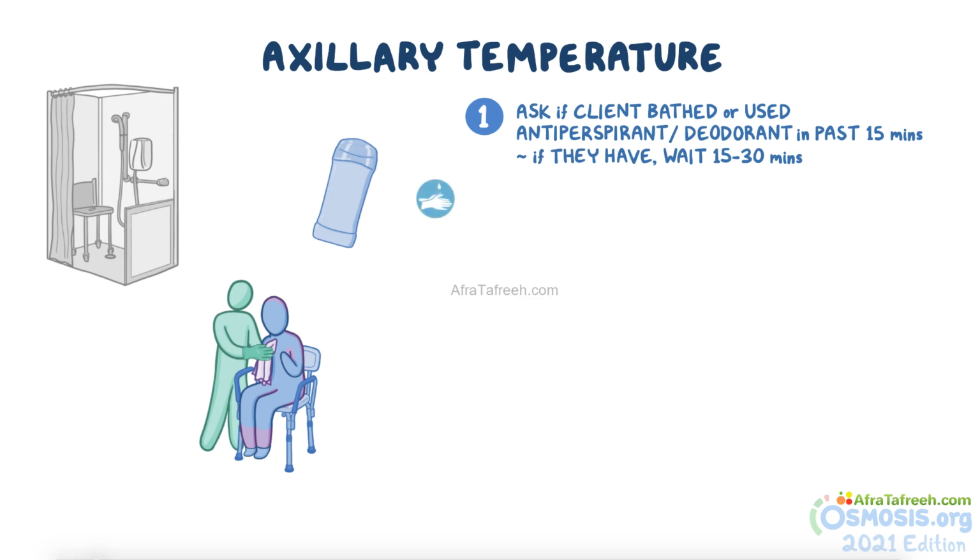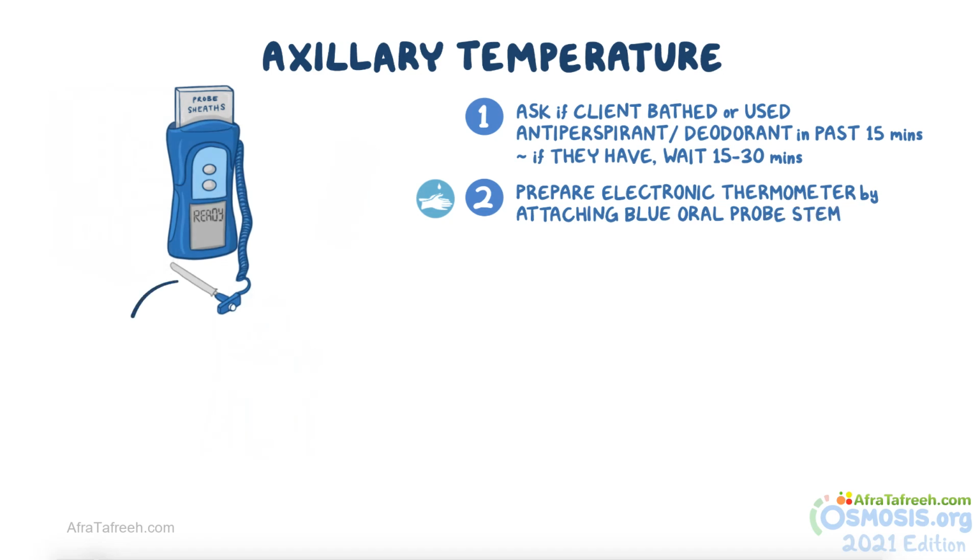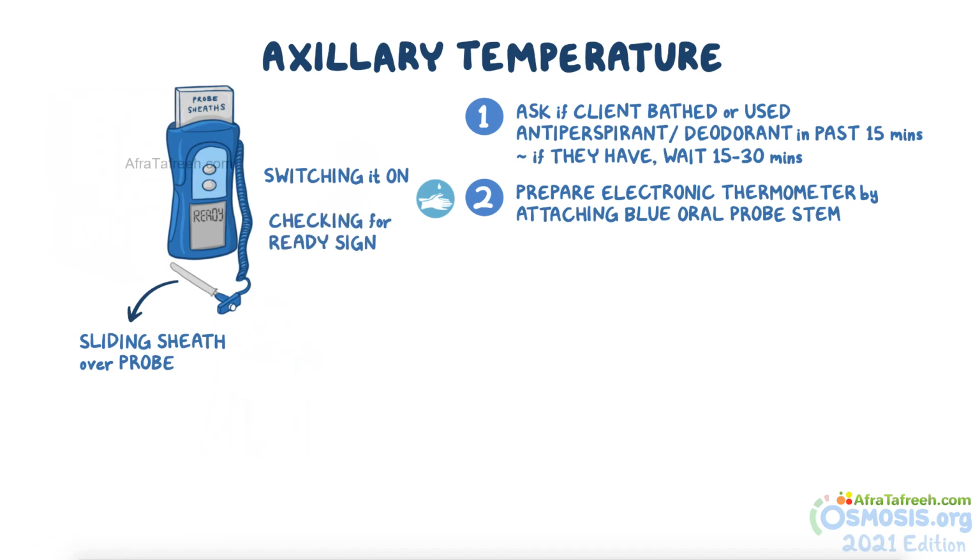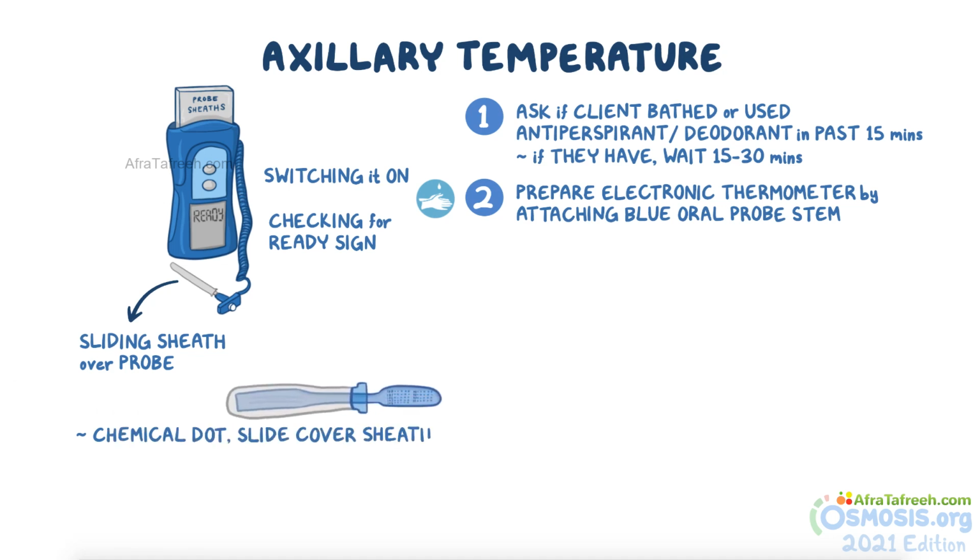Then, make sure to practice hand hygiene and prepare the electronic thermometer by attaching it to the blue oral probe stem, sliding the sheath over the probe, switching it on, and checking for a ready sign on the screen. For a chemical dot thermometer, simply slide the cover sheath. Then, help the client expose their arm from their clothing.